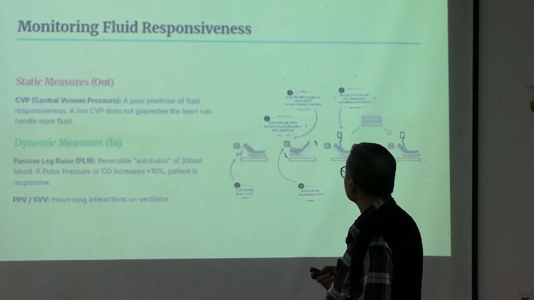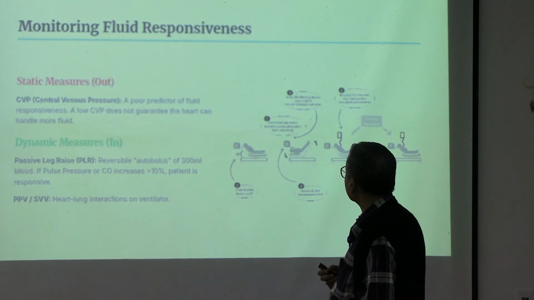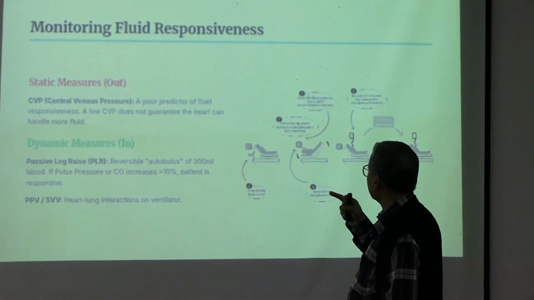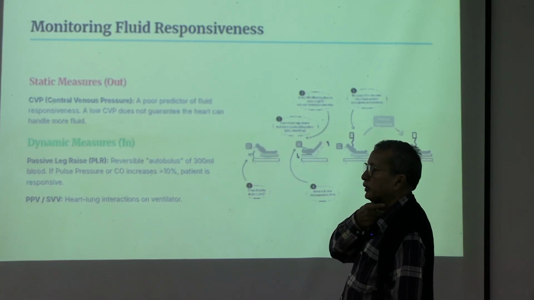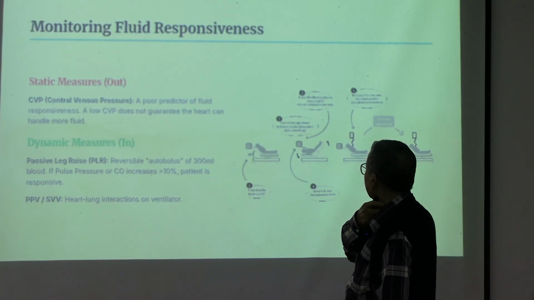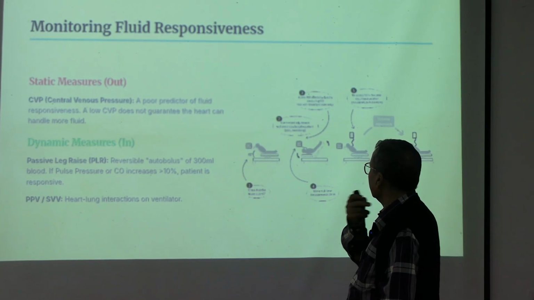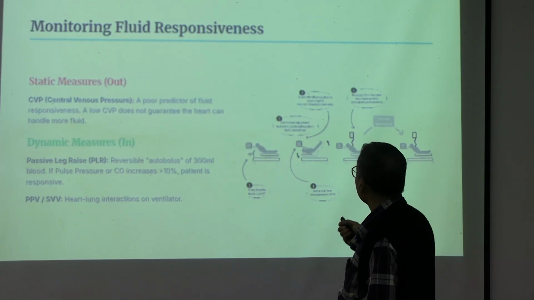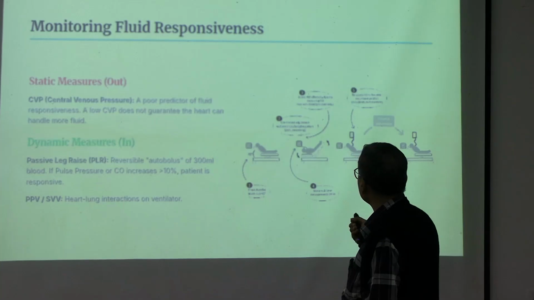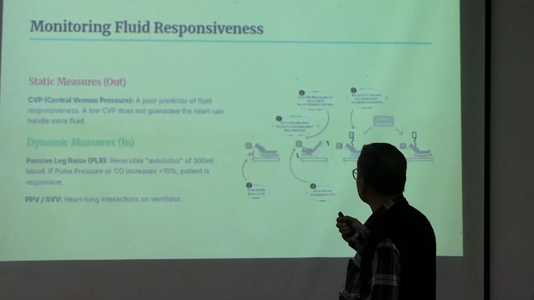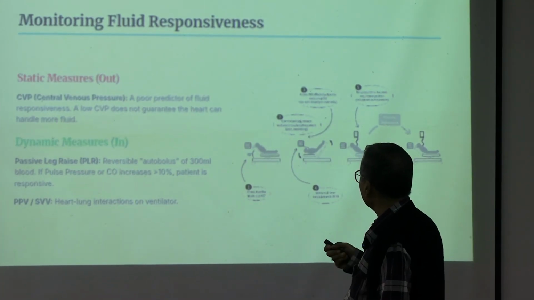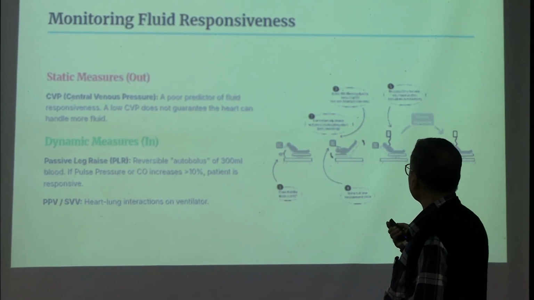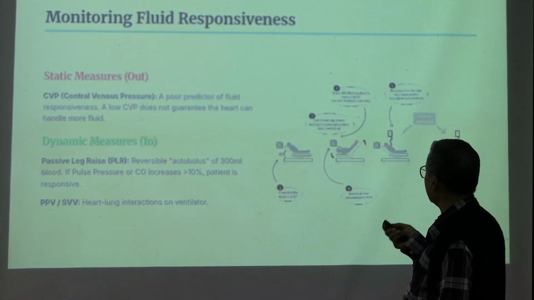This is very important. So how do we measure fluid responsiveness? Static measures: CVP, central venous pressure. We put in a line to measure the central venous pressure. Dynamic measures: passive leg raise, or a fluid bolus of 300 ml of blood. If pulse pressure or cardiac output increases by more than 10%, the patient is responsive.